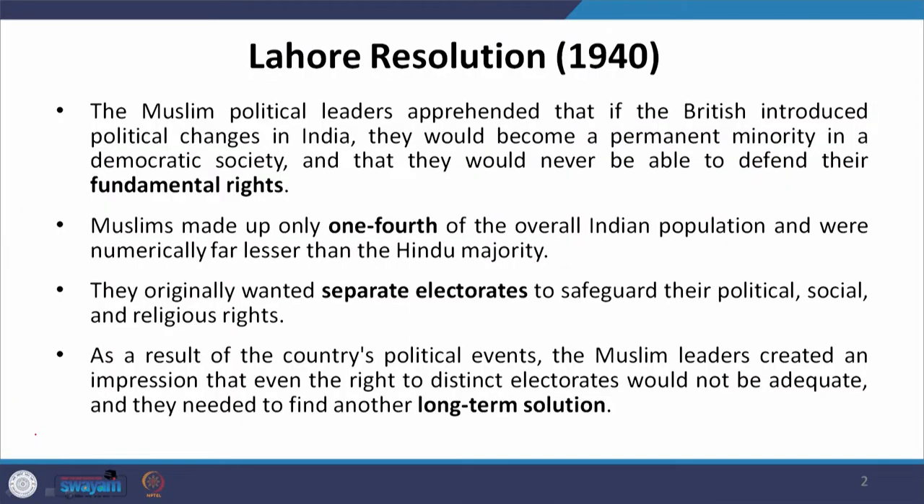Muslims at that time made up only one-fourth of the overall population of India, so numerically speaking, they were far fewer than the Hindu majority. They originally wanted separate electorates, which we saw in the different awards and policies like the Morley-Minto policy and the Montagu-Chelmsford Act, and then we talked about the Ramsay MacDonald Award.